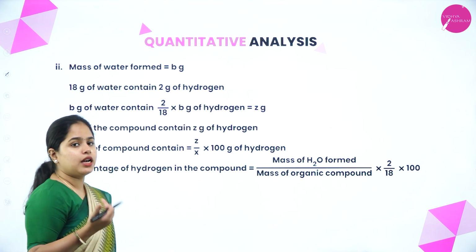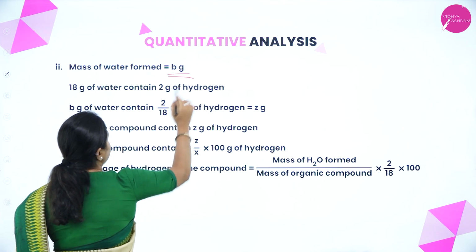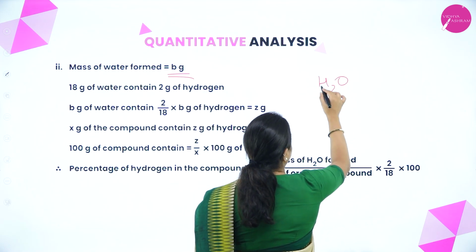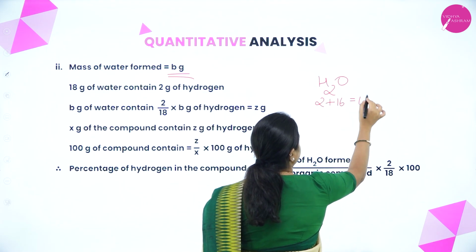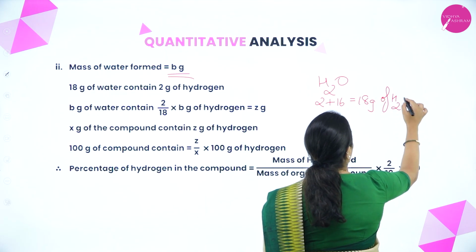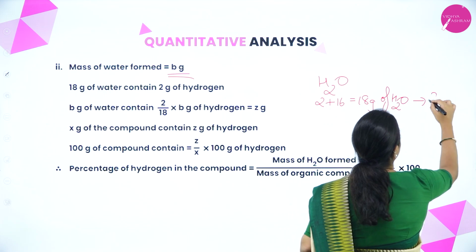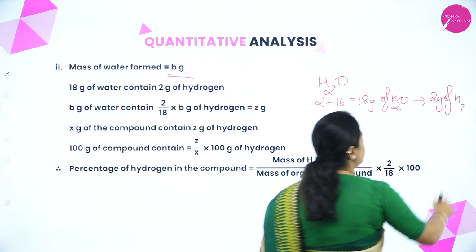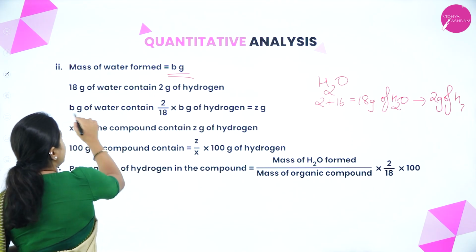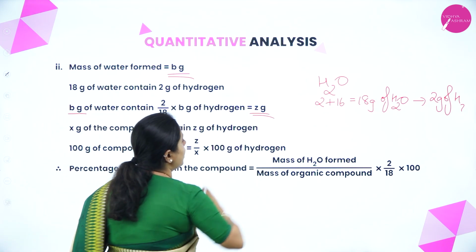Now we are going to calculate the mass of hydrogen in water. Right, so the mass of water which is obtained, let us assume that it is B gram, then 18 gram of water. Yes, hydrogen 2 and oxygen 16, total 18 gram. In 18 gram of water, how much amount of hydrogen is present? You have 2 gram of hydrogen, right? 18 gram of water contains 2 gram of hydrogen. So then B gram will contain how many hydrogen? 2 by 18 into B, right? Yes, which we are considering as Z.